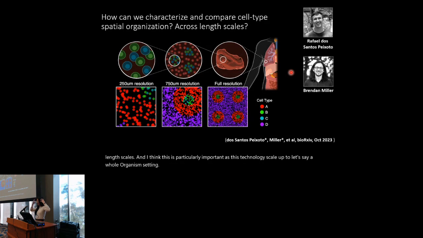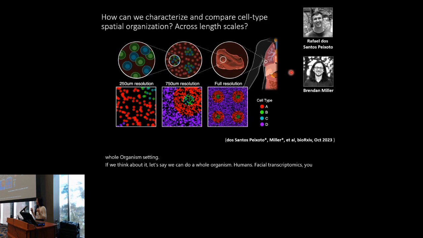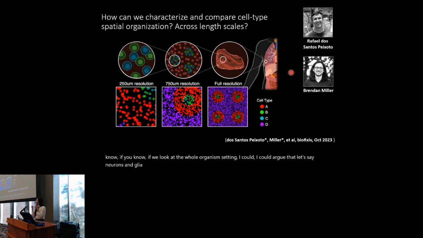If we think about it, let's say we can do whole organism human spatial transcriptomics. If we look at the whole organism setting, I could argue that, let's say, neurons and glia are co-localized with each other because they're both present in the brain. So they're co-localized because of organ systems, and we have these different scales of organization, of course. So if I zoom in closer, perhaps neurons and glia actually form very different layers in the brain, or particular subtypes of neurons and particular subtypes of glia may form very distinct layers.